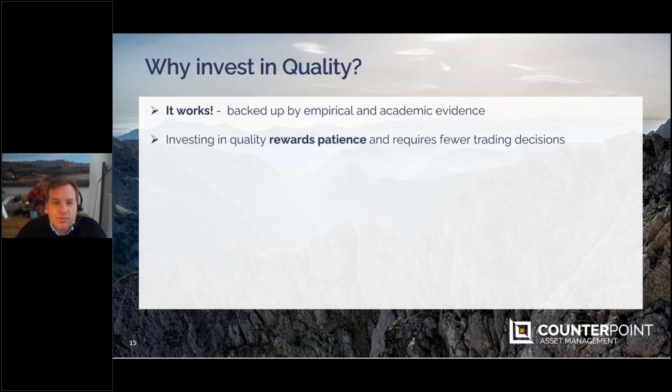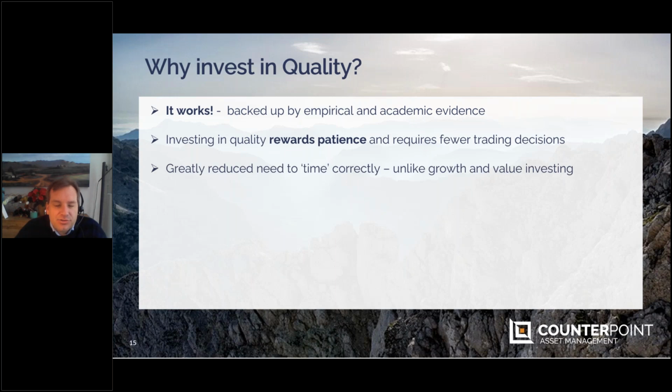Investing in quality really rewards patience, and it requires fewer trading decisions. I think one shouldn't underestimate this. No one wants to make trading decisions every single day, and the more decisions you make, the more likely you are to make a mistake. Quality is one of those approaches to investing that really rewards patience.